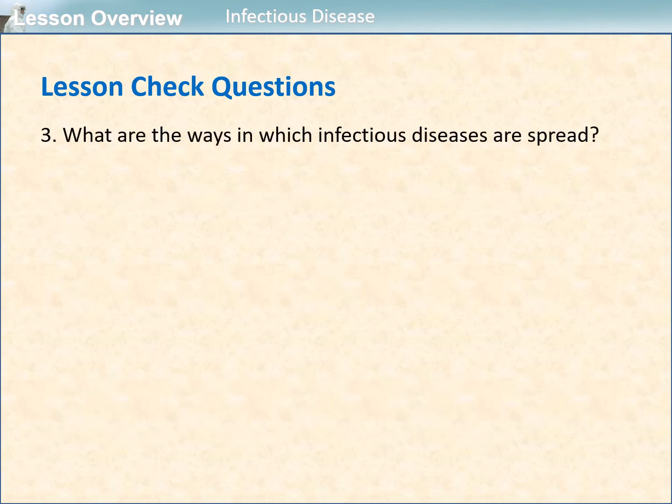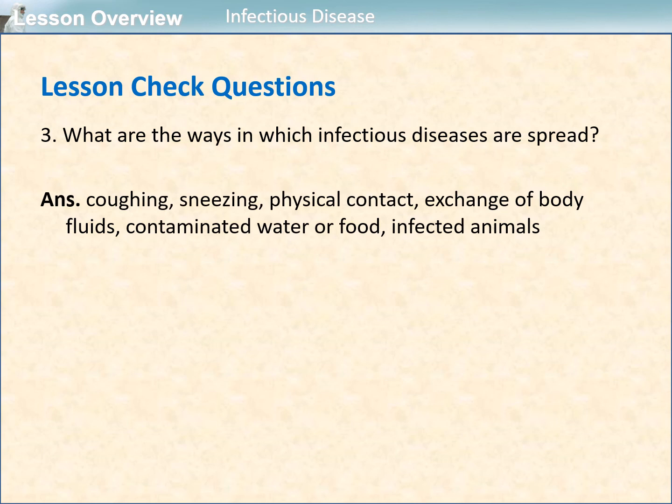Now let's move on to question number 3. What are the ways in which infectious diseases are spread? So what is your answer? The answer is coughing, sneezing, physical contact, exchange of body fluids, contaminated water or food, and infected animals.